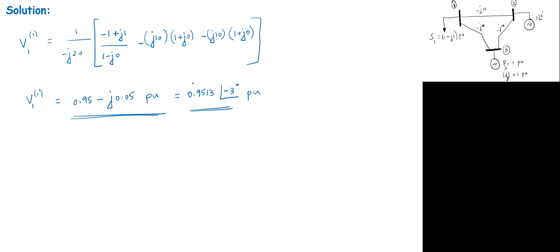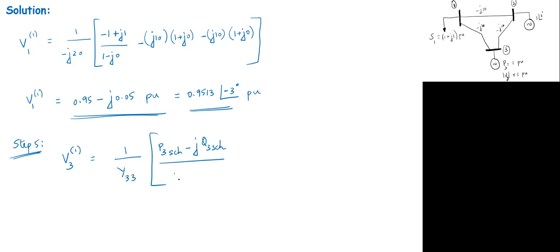Okay? So it's good. We have solved for V1 magnitude. We have solved for delta 1. We now have to solve for delta 3, which is a part of bus 3 voltage. So the next step that we need to do is write the equation for V3. So V3 at the end of first iteration is going to be 1 over Y33 times P3 scheduled minus JQ3 scheduled over V3's initial value, its conjugate, minus Y31 V1. And now we will be using the value of V1 that we have just obtained. This is very important. You don't have to go back to the initially assumed value of V1. Instead, we will substitute the value we just arrived at in the next expression. Then minus Y32 V2.